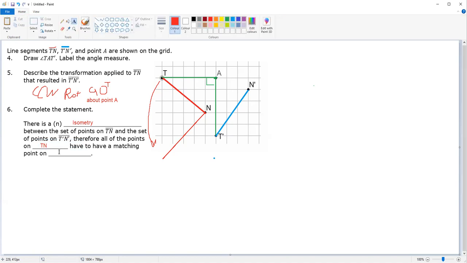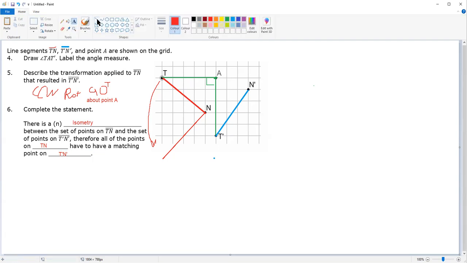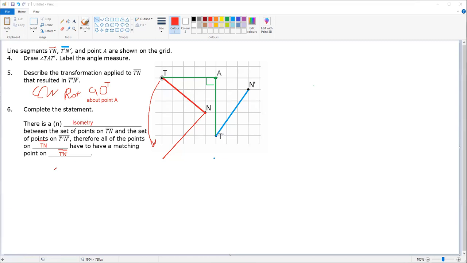Therefore, all the points on TN and T prime N prime match. That should be blue, but I don't care. All right, so that is that one. Okay, moving on to the second page.